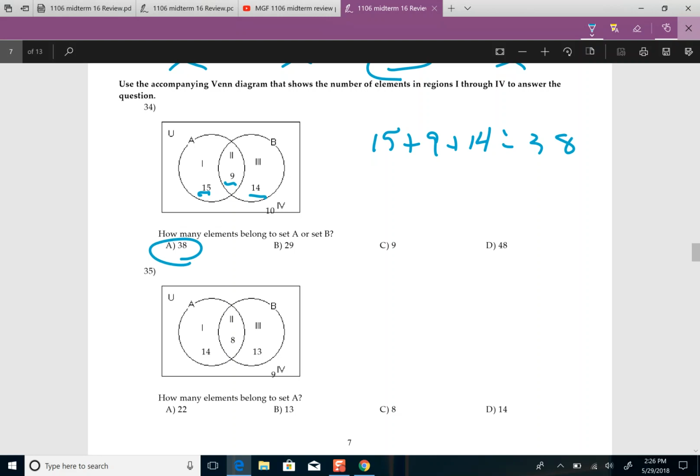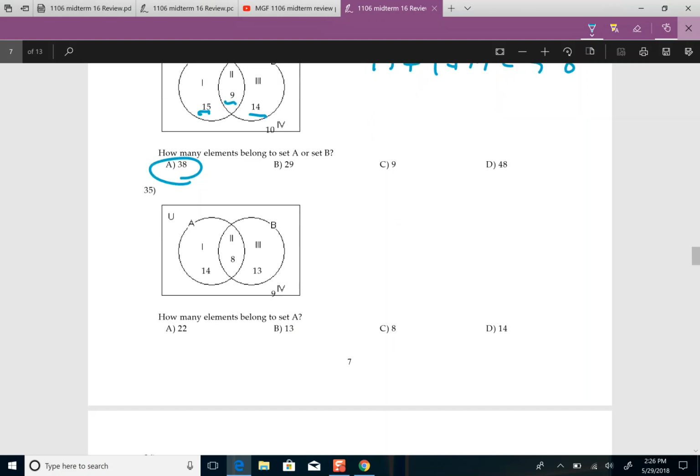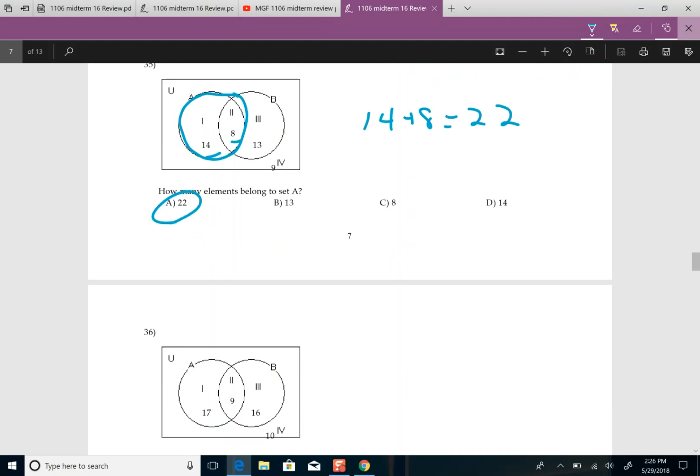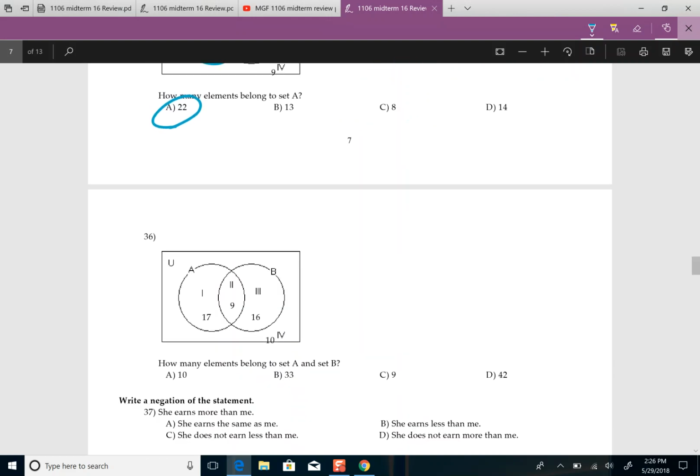Okay. Number 35 says how many belong to A. Now remember, A is this whole circle. So I want to include the 14 and the 8, add them together, 14 plus 8, which is 22. So once again, A. All right, and here's our last one for the set theory. How many elements belong to set A and set B? Okay, here it is in the middle. That's my intersection, which is 9.